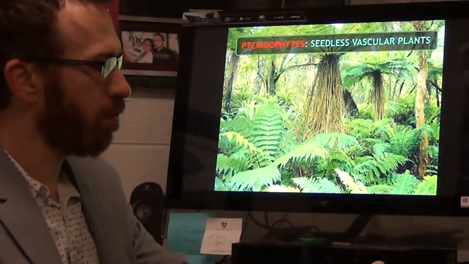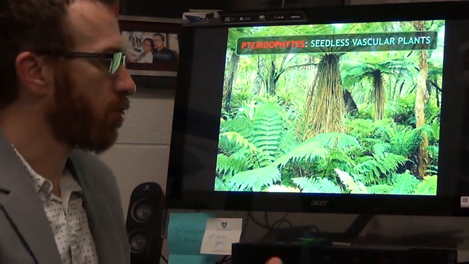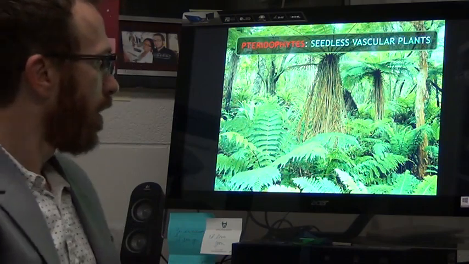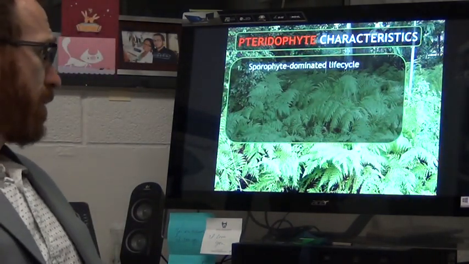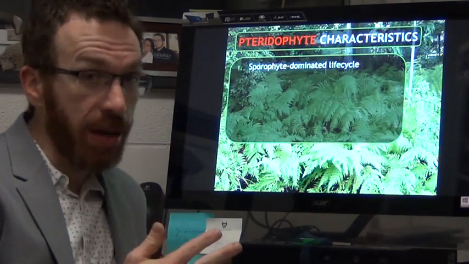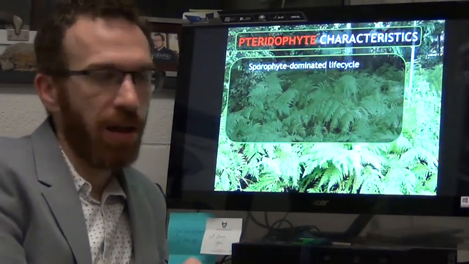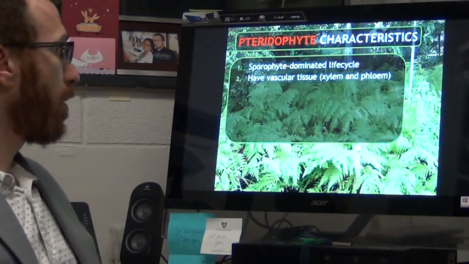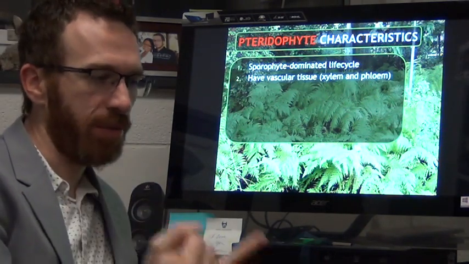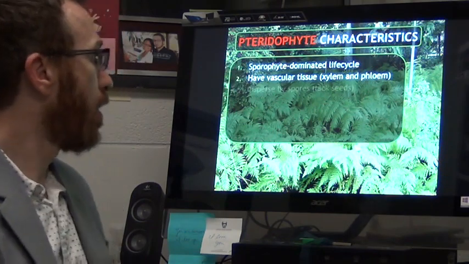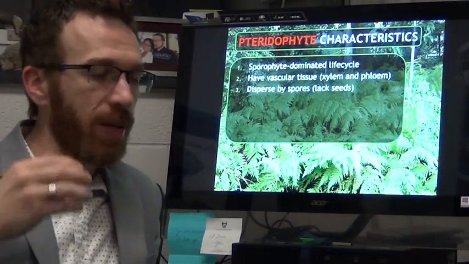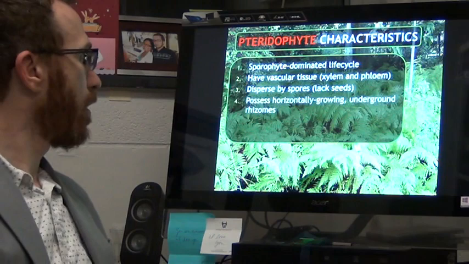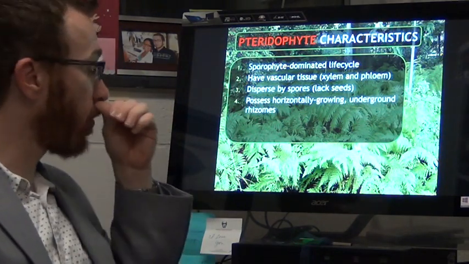So let's talk about our next group, the pteridophytes. Pteridophytes are basically ferns and fern allies, or fern-like plants. Some pteridophyte characteristics: number one, unlike mosses and bryophytes, they do not have a gametophyte-dominant life cycle. They have a sporophyte-dominated life cycle. They do have vascular tissue, so we do have xylem and phloem. These are seedless vascular plants. They do not have seeds, so they still use spores to disperse the embryos. They possess horizontally growing underground rhizomes.